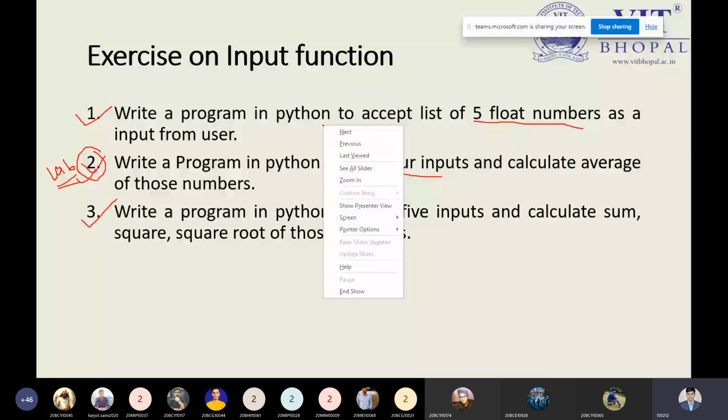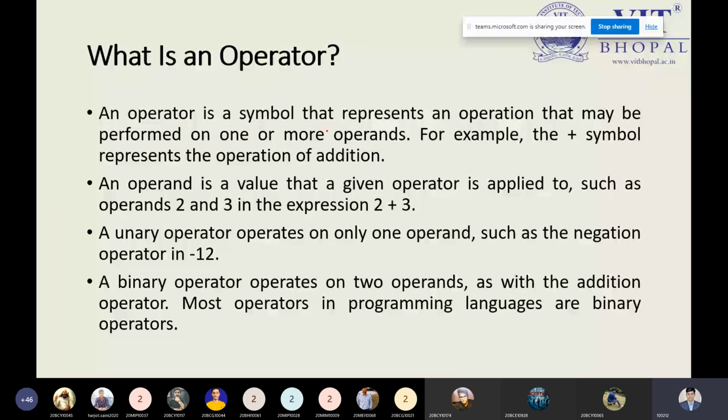Now, what is an operator? This is a very good question. An operator is nothing but a symbol that represents an operation like plus, minus, division, subtraction and addition, whatever arithmetic operation we want to perform. Other than arithmetic operations, we can perform other operations like modulo, remainder, and other things. So these are symbols by which we can perform any operations.